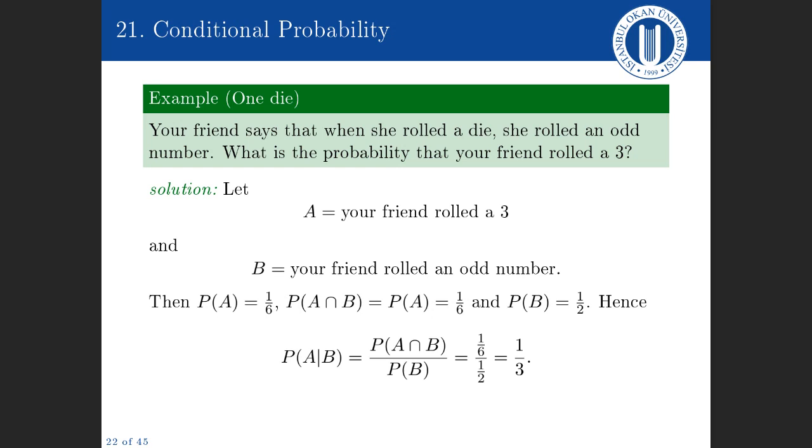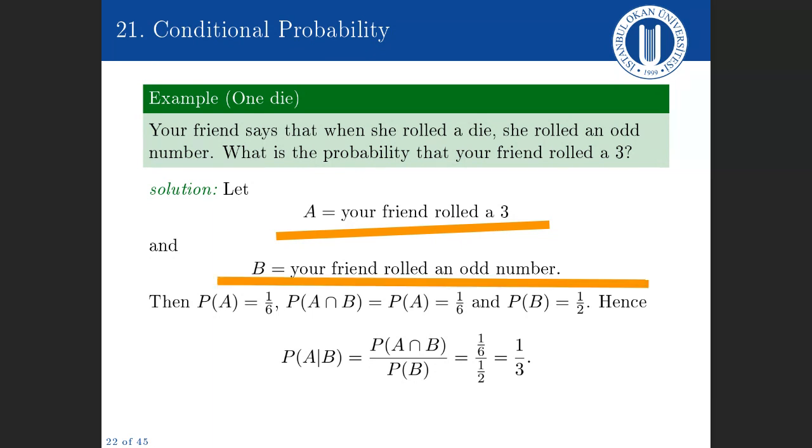Your friend says that when she rolled a die, she rolled an odd number. What is the probability that your friend rolled a 3? We can answer this with conditional probability. Let A be your friend rolled a 3. We want to calculate the probability of A. Let B be your friend rolled an odd number. We already know that B occurred because your friend told us that.